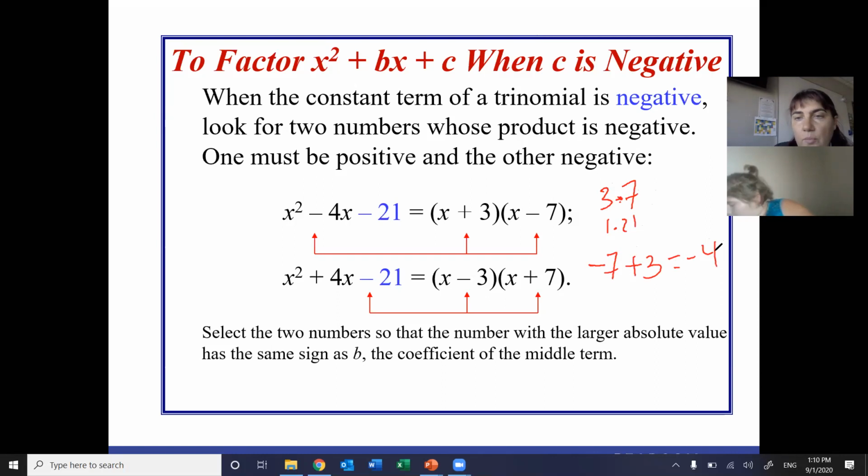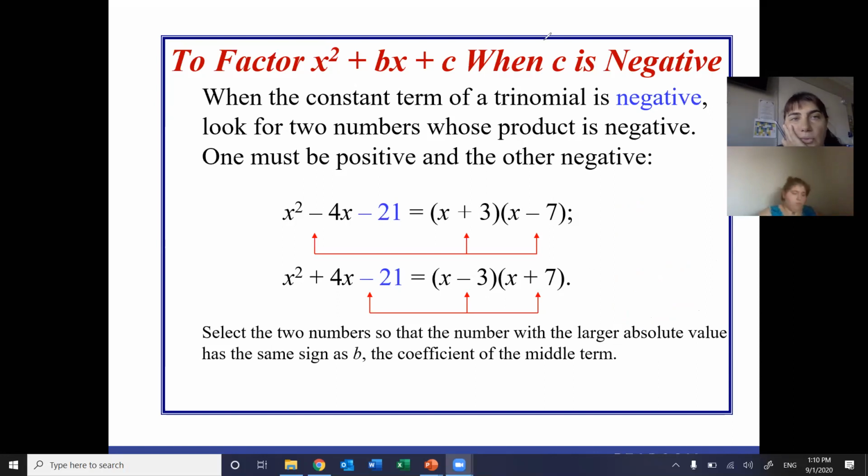Because if you put the negative on the 3, it's going to be minus 3 plus 7, which is positive 4. So this would not work. Okay. So the numbers are negative 7 and positive 3. Yes. Okay. Let's go next.